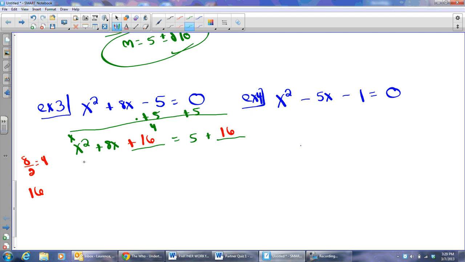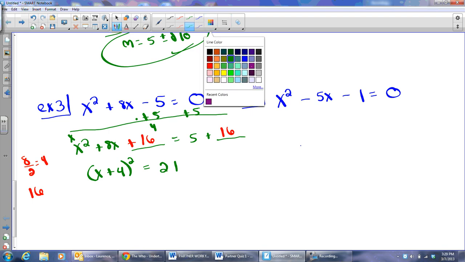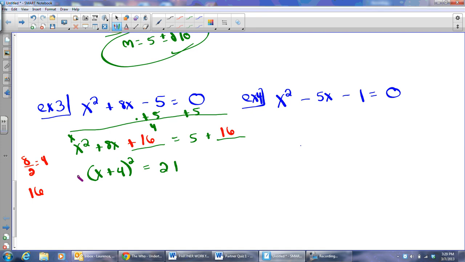Okay, so I'm going to factor the left-hand side, and I'll get x plus 4 squared, and I'll simplify the right-hand side, turn it into 21. Well, I've got a square there I don't want. I'm going to take the square root of both sides.